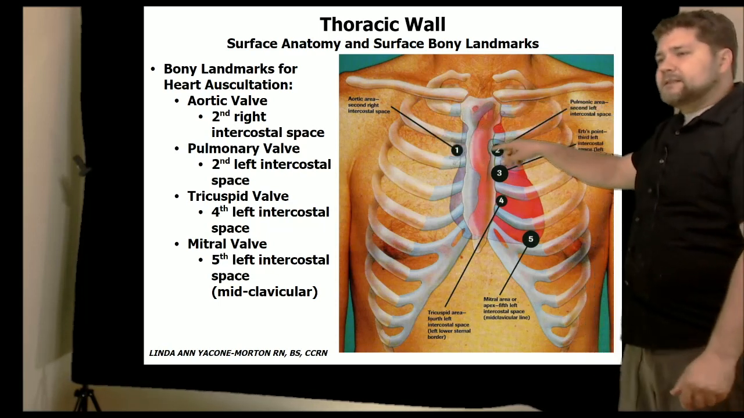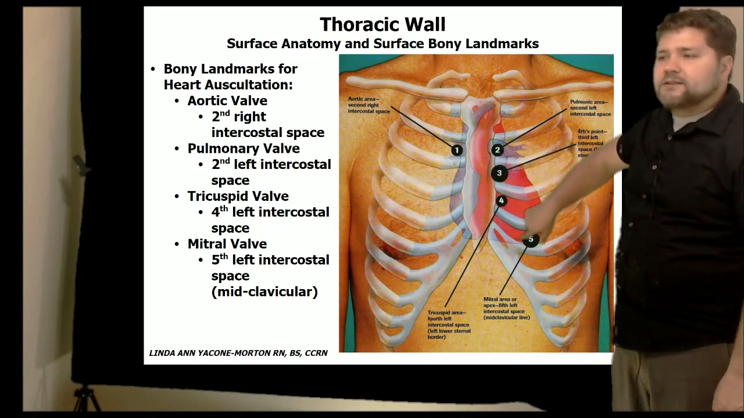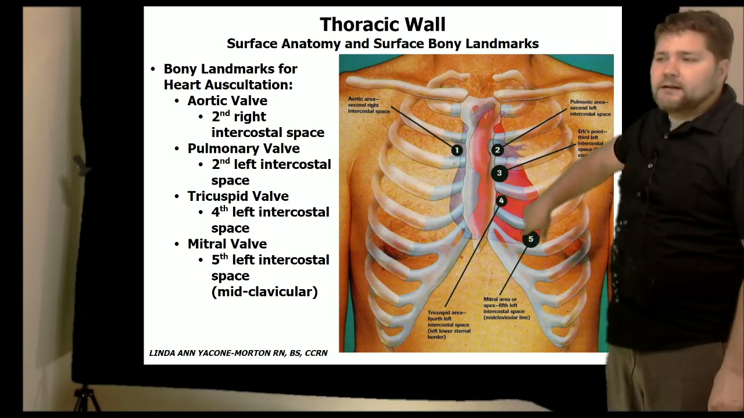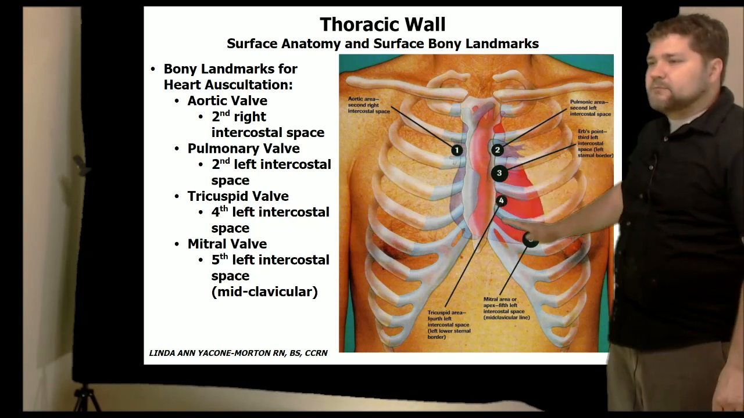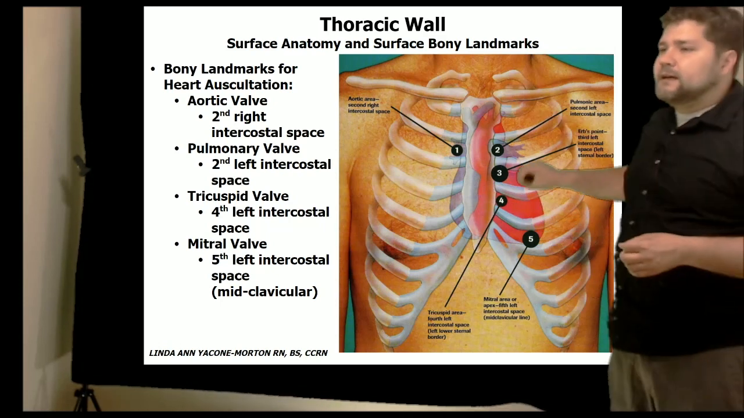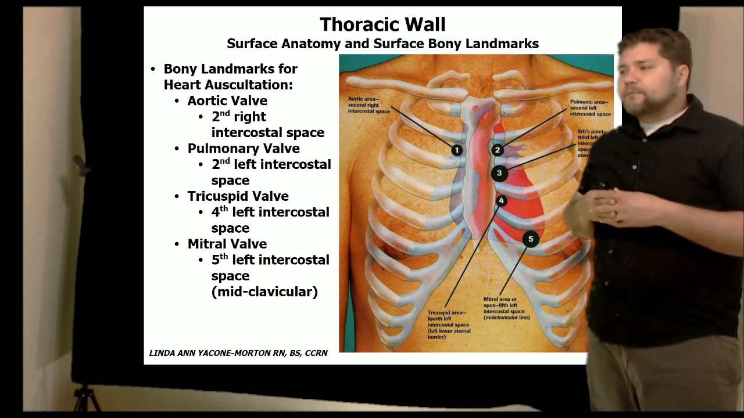Pulmonary valve is on the opposite side of that. Tricuspid is going to be the fourth intercostal space, and mitral valve is on the fifth, right about at the apex of the heart, where we saw the projection of that. That's going to be the projection of your mitral valve. So you can singularly isolate those and listen to the auscultations for those. That's just something to be mindful of.